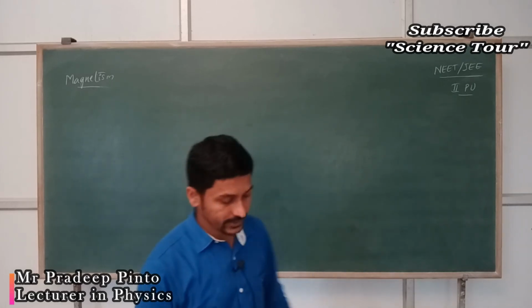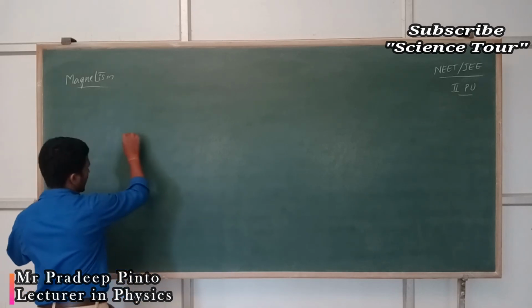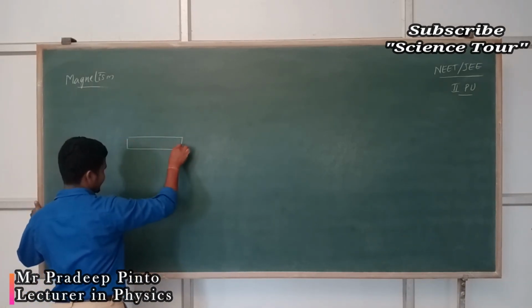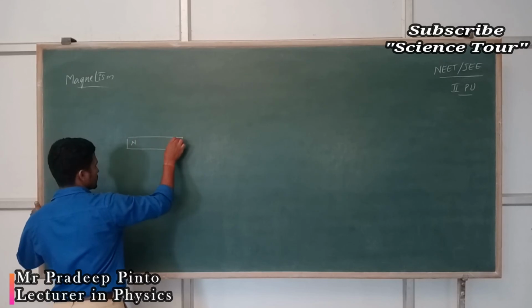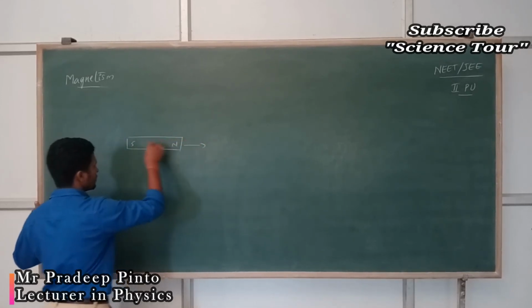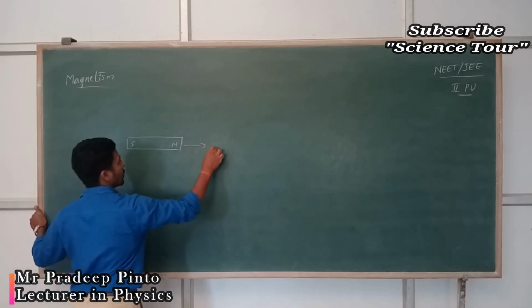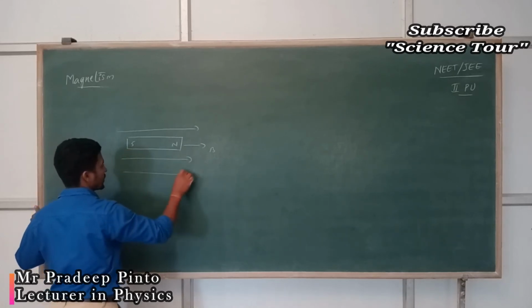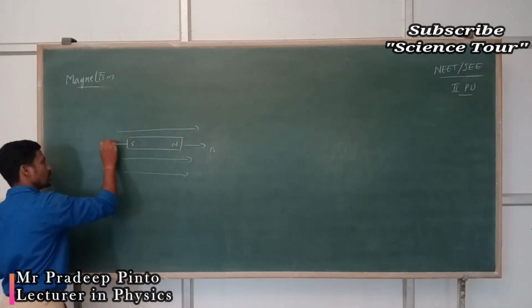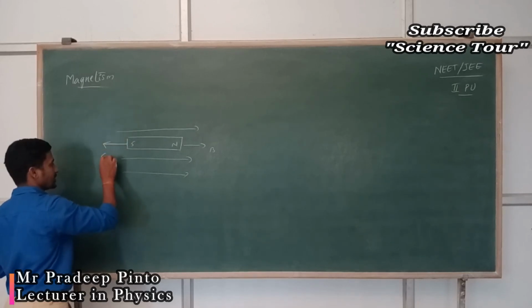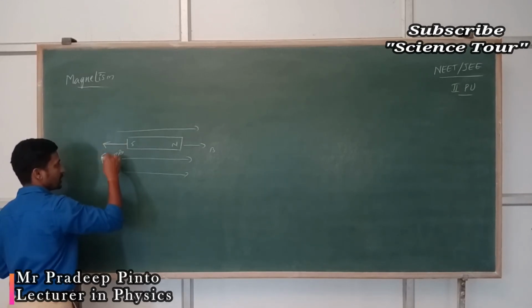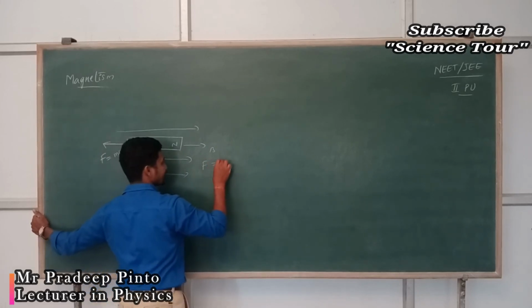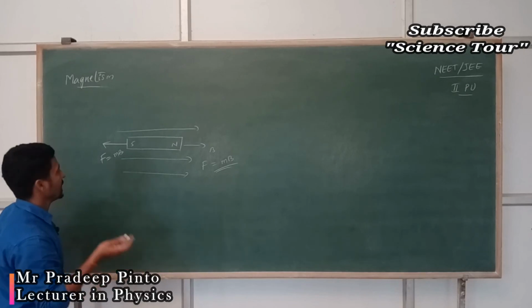Now, what happens when a bar magnet is kept in an external magnetic field? Suppose it is kept this way, this is south, this is north, and its own magnetic field is in this direction. External magnetic field means you are going to keep it in this way. The force on this edge is m into b, and the force on the other edge is m into b, one on each side.